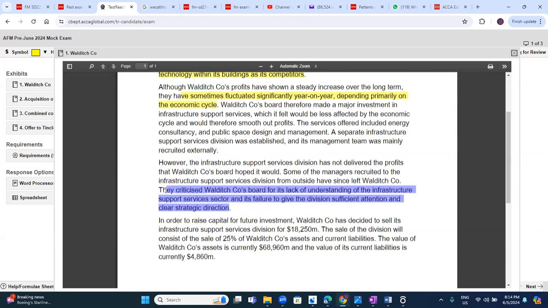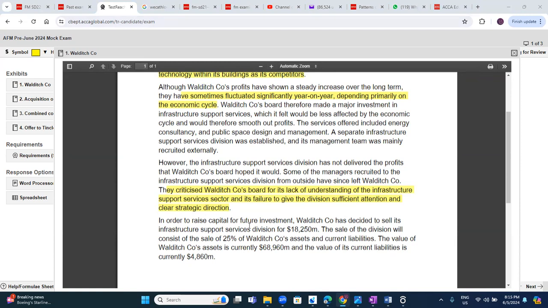So this is also important. So there is a problem with the company. What is that problem? The problem is the board is lacking the understanding of the infrastructure. Plus, the company does not give sufficient attention or clear strategic direction, or the company doesn't give clear autonomy to the other company.